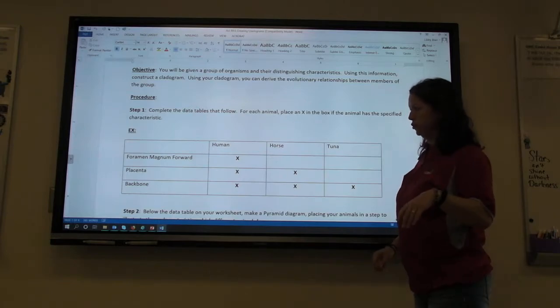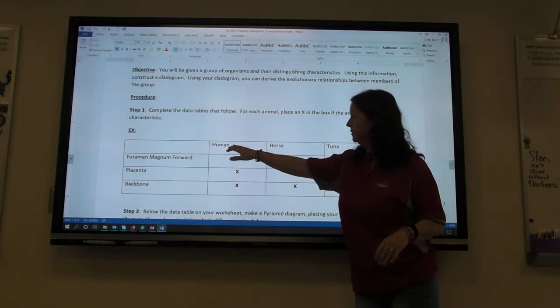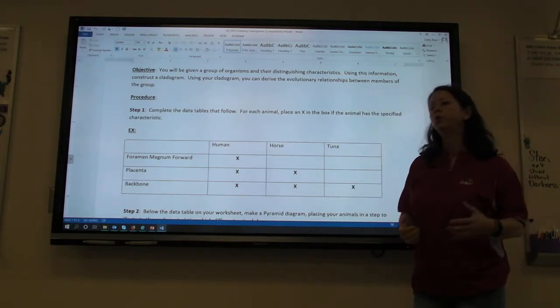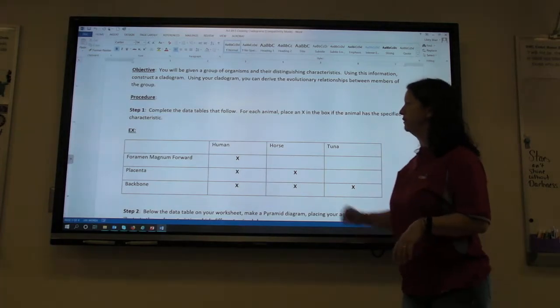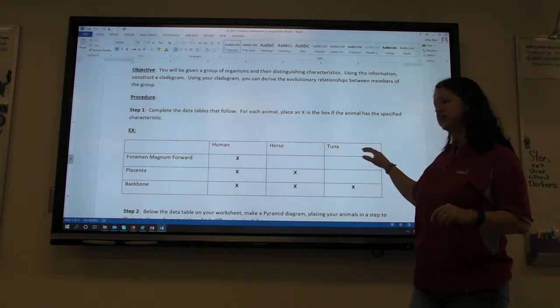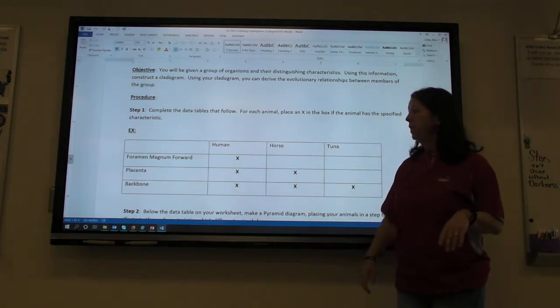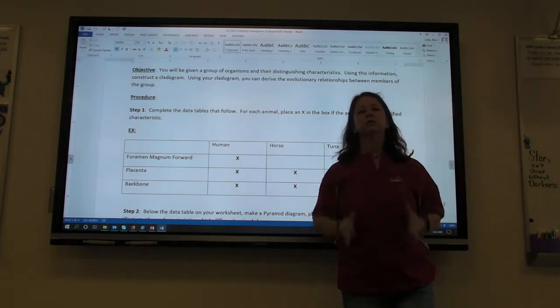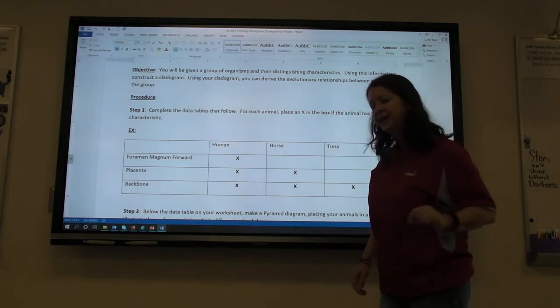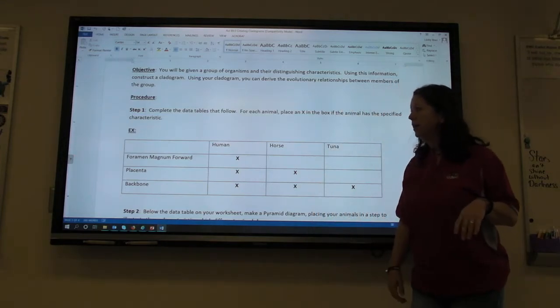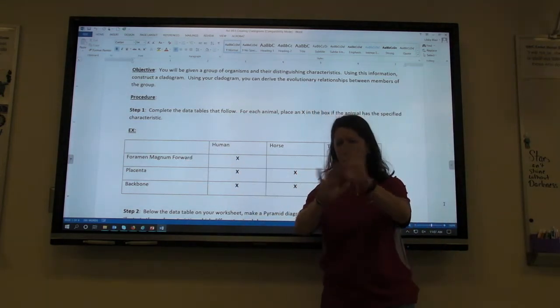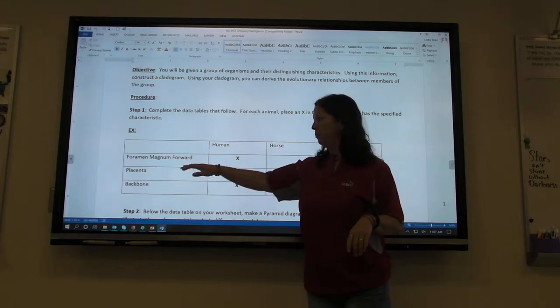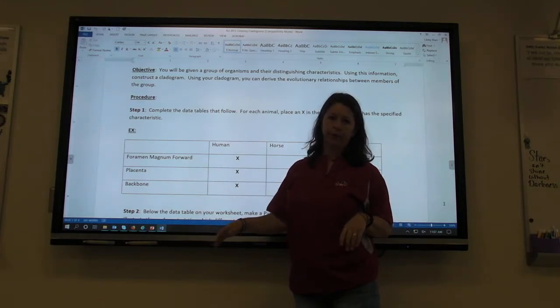The first thing you do is you identify different species that you want to compare. And for the example that you have on your paper, you have the human, the horse, and the tuna. All right? And then you look for characteristics that you want to see if they have. All right? This one has the foramen magnum forward. Don't worry about what that is. It's okay. A placenta and a backbone.